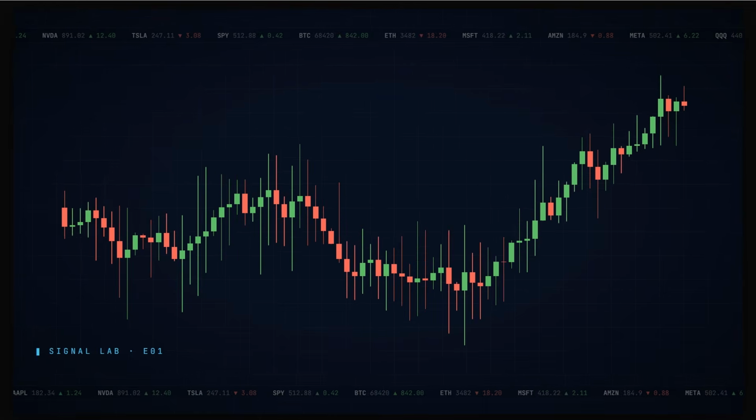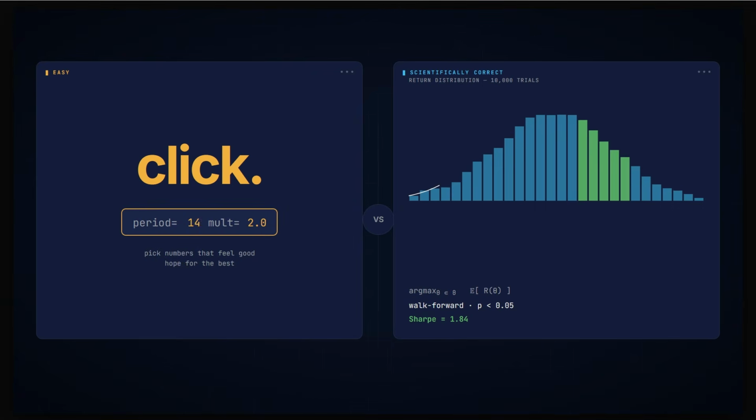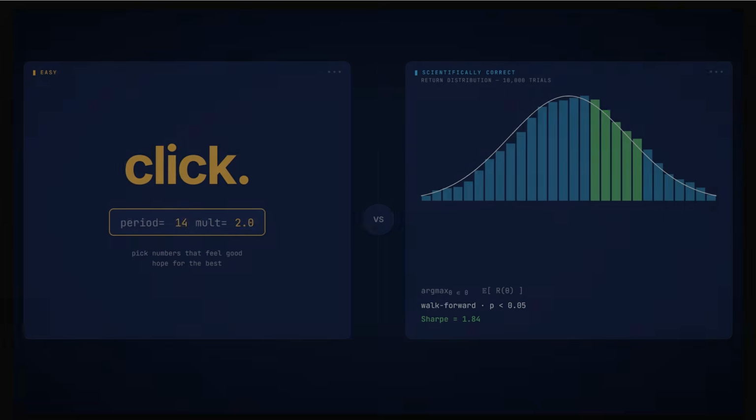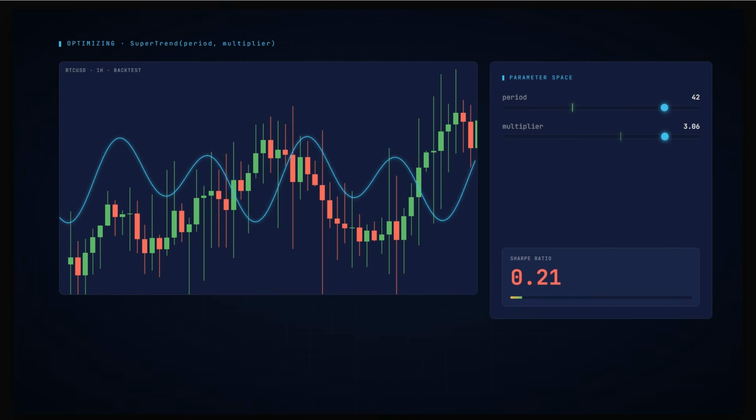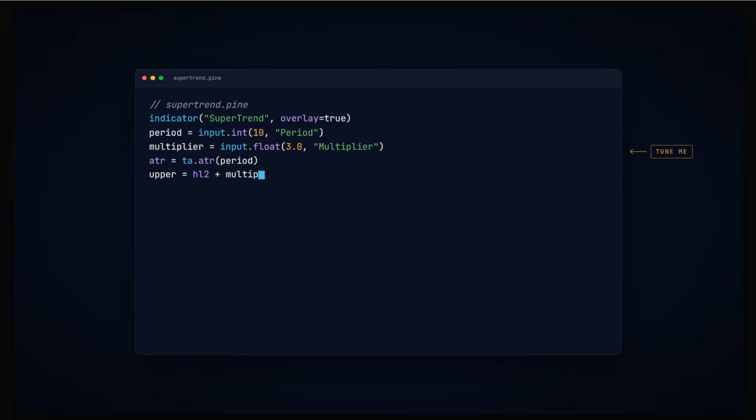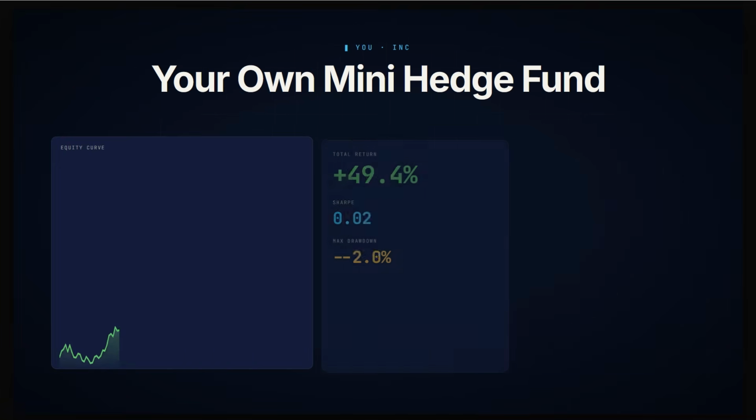In this video, I will show you an easy but nonetheless scientifically correct way how you can find the best settings for any indicators that you have the source code for and basically become your own mini hedge fund or algo trader. Hi and welcome back to The Good, The Bad and The Bitcoin.